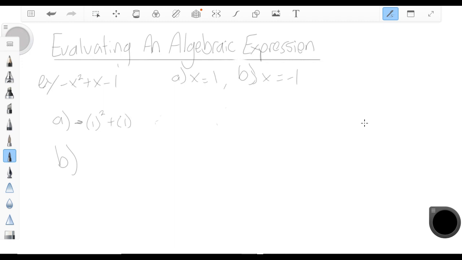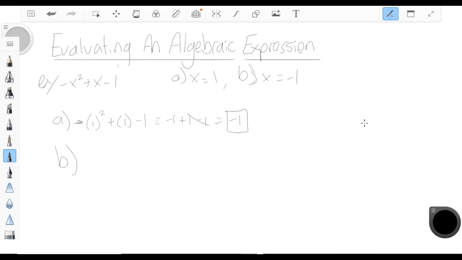So we're plugging in 1 for every place that we see x, and then just solving the equation. So 1 squared gives us a 1, but this negative remains. So we have negative 1 plus 1 minus 1. So 1 minus 1, these cancel out, and we're just left with the negative 1.